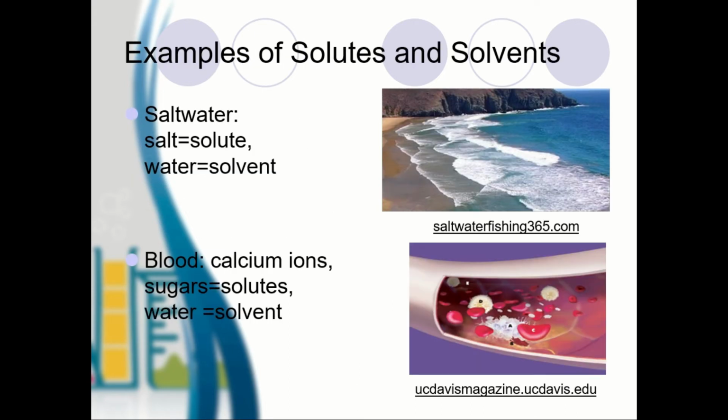Here are some examples of solutes and solvents. Number 1, salt water, wherein the solute is a salt and the solvent is water. Next, we have the blood, wherein the solutes are the calcium ions and the sugar, and the solvent is water.